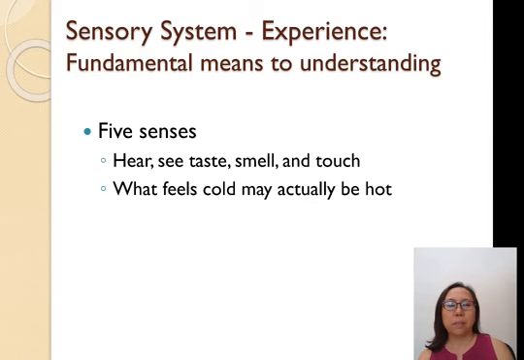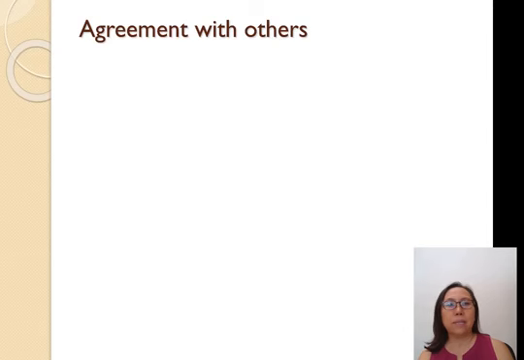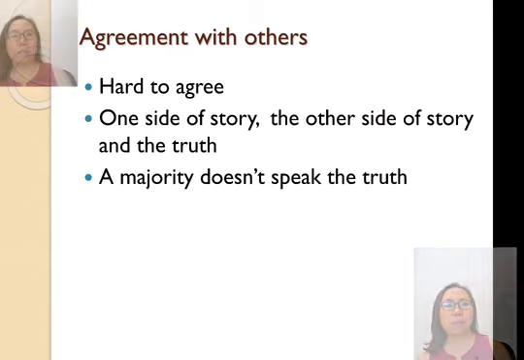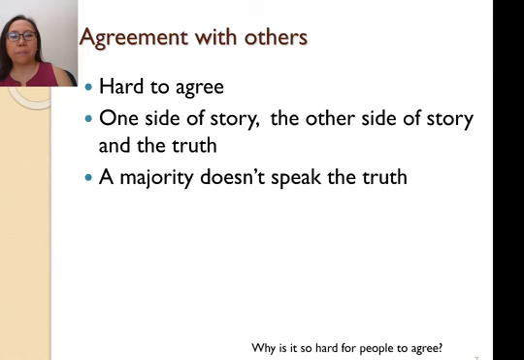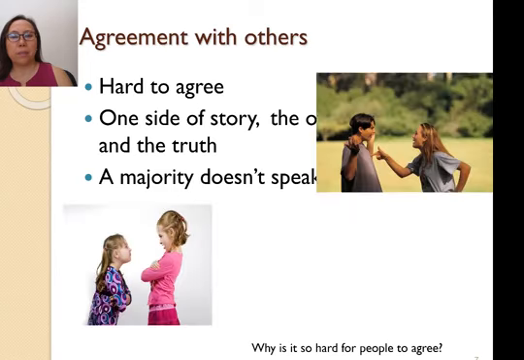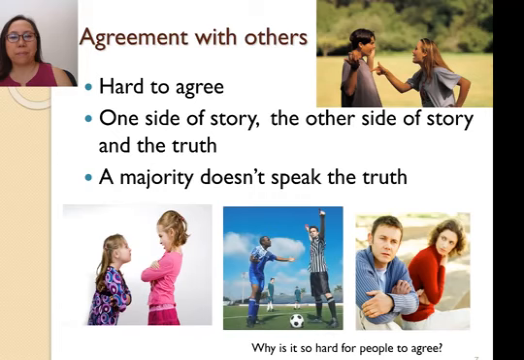So while the sensory system is the very basic way of knowing something, how about if we come to an agreement with others and make decisions that way? We come to know something just based on what we agree upon. But we often experience things like this. Why is it so hard for people to agree, right? It's hard to agree, first of all. And if there's one side of the story, there's the other side of the story, and perhaps what actually happened, what is actually factual, right?